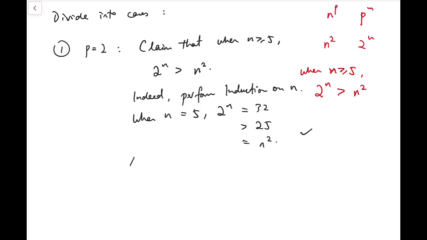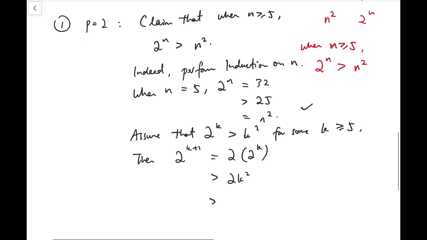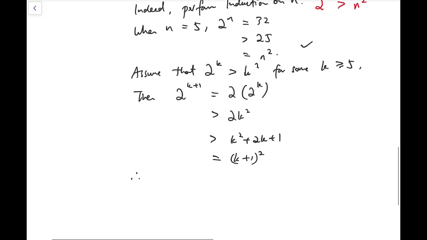Assume that 2 to the k is greater than k squared for some k greater than or equal to 5. Then 2 to the k plus 1 is 2 times 2 to the k. And this is obviously greater than k squared plus 2k plus 1, which is k plus 1 whole squared. So the claim is true by induction.